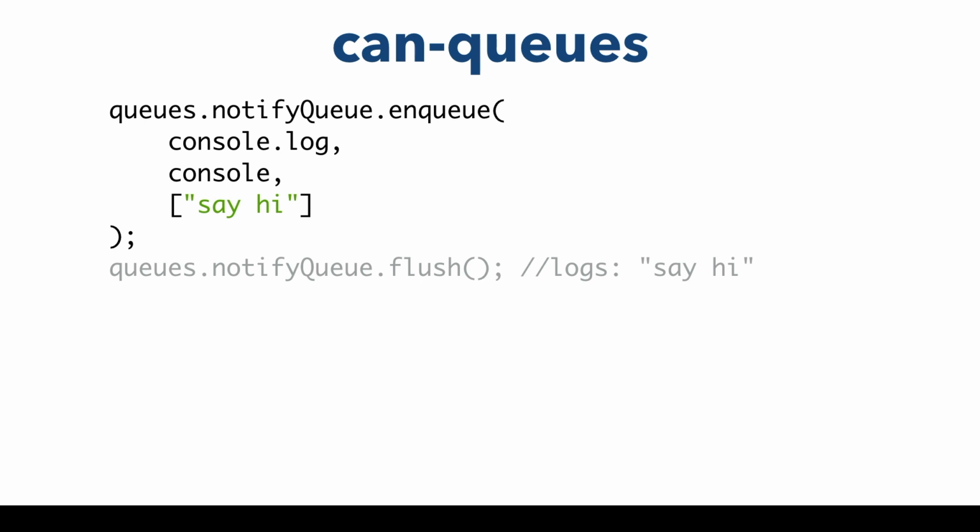In CanJS, there's a queues object that contains the different queues you can enqueue a task onto. Tasks are just functions with a context and arguments. For example, if you wanted to run console log to print say hi, you could enqueue it in the notify queue shown here. Then, to run all tasks in the notify queue, you call flush.